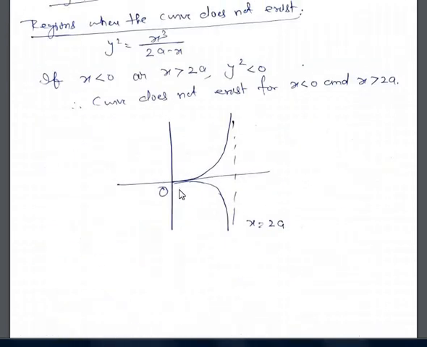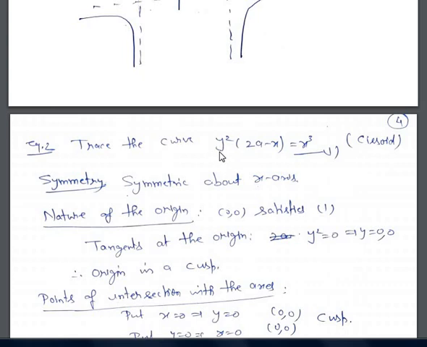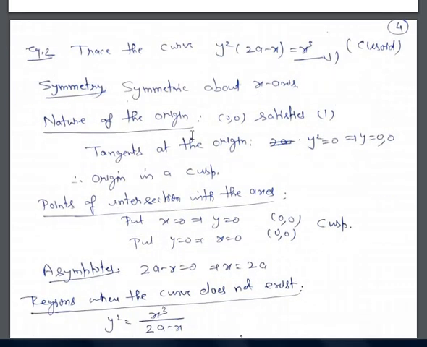Let's take one more example. Trace the curve y square into 2a minus x is equal to x cube. Now here you see that in y square the powers of y are even, so therefore the curve is symmetric about the x-axis. Nowhere else is y appearing, right? Nature of the origin. If you put x equal to 0, then we get y is equal to 0. That means (0, 0) satisfies this equation.